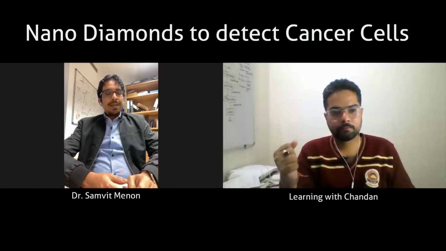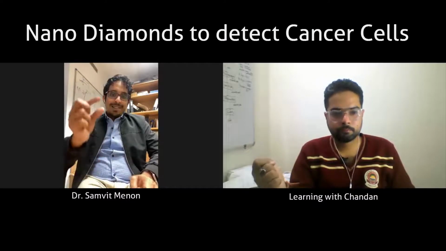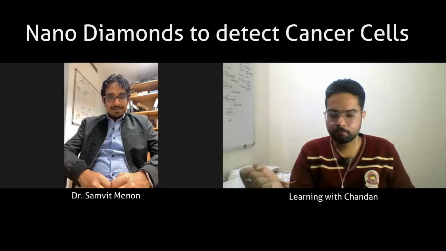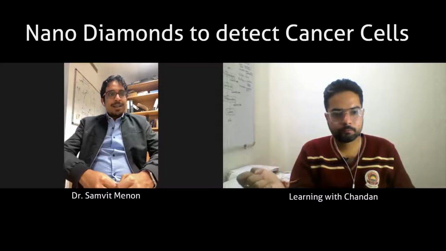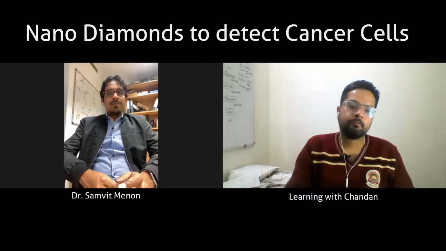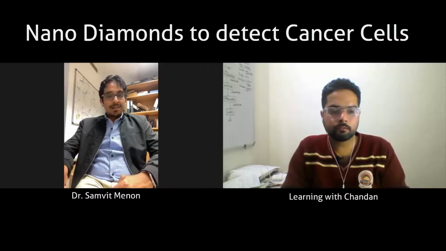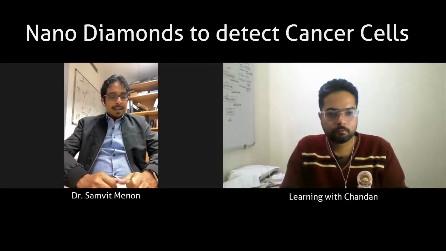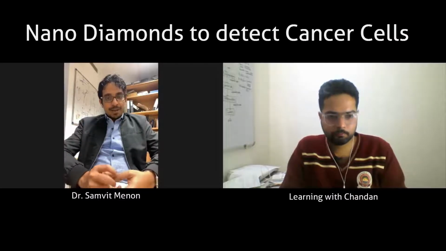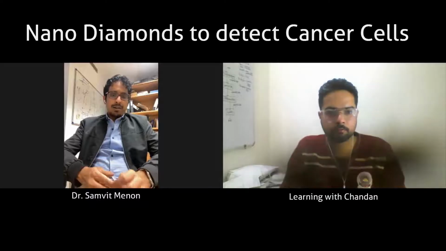So nano diamonds are basically diamonds of nanometer sizes. You can have diamonds ranging from 10 nanometers to 100 nanometers, 1 micrometer, those ranges. And they can be made in labs. And you can make them through different methods.